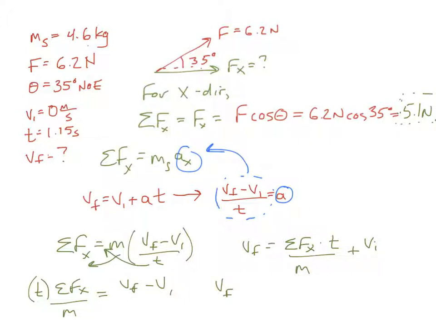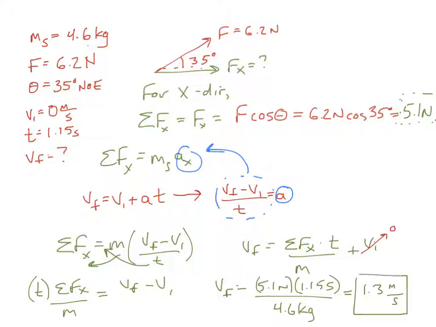So v final, the final velocity of this sled, is our net force in the x direction, 5.1 newtons, times our time, which is 1.15 seconds, divided by the mass of the sled, 4.6 kilograms. This just becomes 0, so we don't need to add it, and all we need to do is crunch our numbers and plug and chug. What do we get? I get 1.3, rounding up a little bit. 1.3 what? Well, it's velocity, right? So it has to be meters per second.